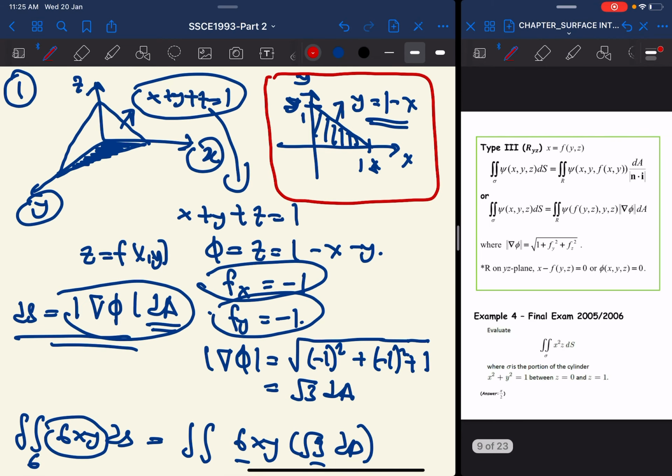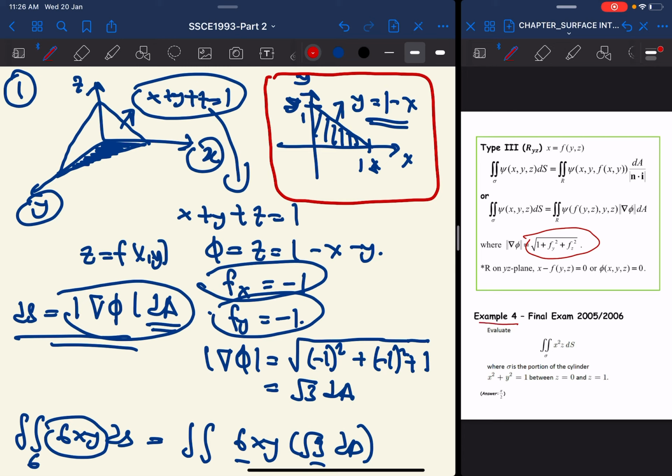Then the third type is when you have the projection on the yz plane. Since we are talking about the yz plane, obviously your dA is either dy dz or dz dy. Don't be confused. The idea is similar to the xy plane, but we just change the variables that now exist. Here the magnitude of grad phi should be changed into this one. I have prepared one example here.